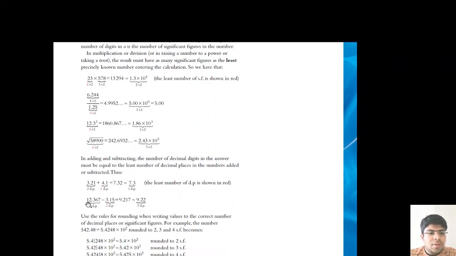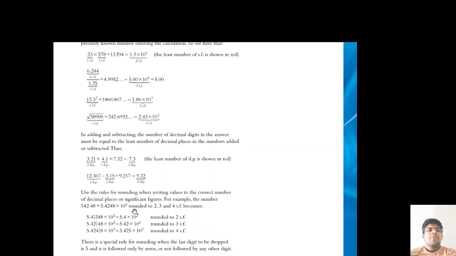And now 12.367 minus 3.15. We are taking the difference, which equals 9.217, which is approximately 9.22, which has two decimal places, as here we have two decimal places. Here we have three decimals, so we have to look at the least decimal places every time.